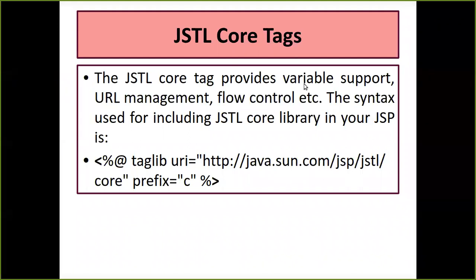As I told you, it is going to help with basic things like variable declaration, storing variable values, and URL management, like fetching content from a specific application from any URL. It can also help me with flow control, like looping, conditions, and iterations, which I can do with the help of core tags. Now, what is the syntax you're going to have for your JSTL core library?